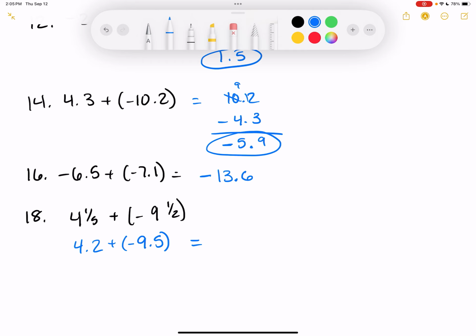Subtract the smaller from the bigger and keep the sign of the bigger. Negative 5.3. Now, if you're checking your answers in the back, they are going to write this as negative 5 and 3 over 10, like that. I don't care which way you write it, okay? It doesn't make a difference to me. I just want you to know for when you're checking your answers.